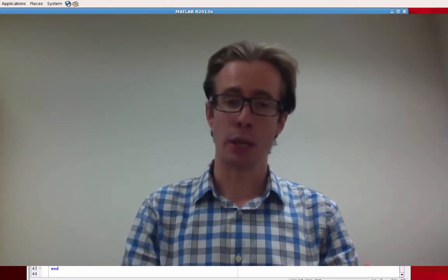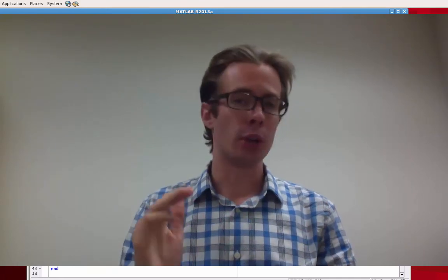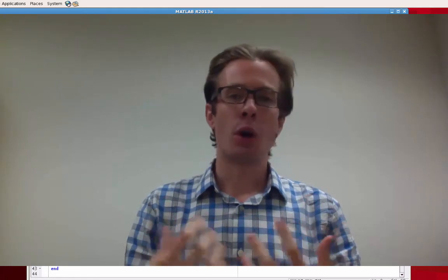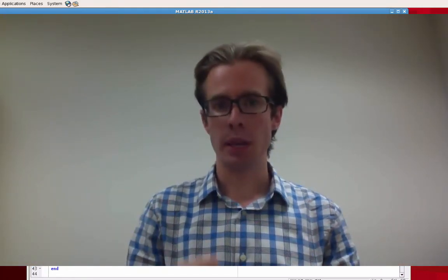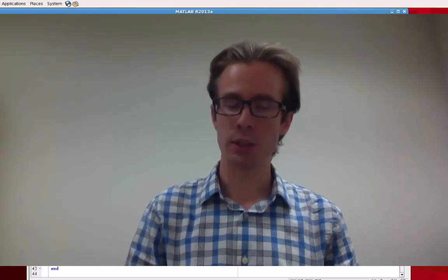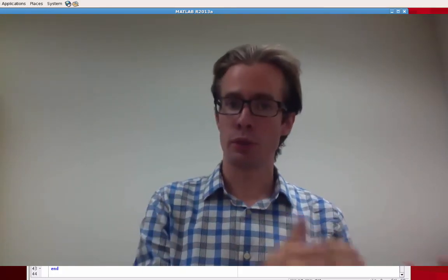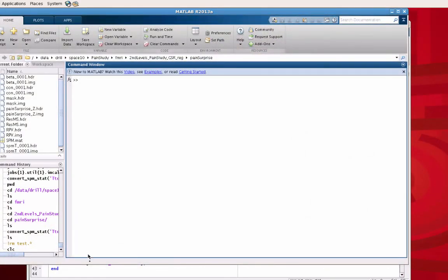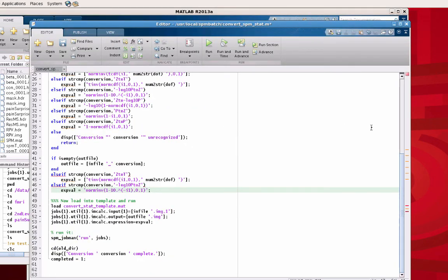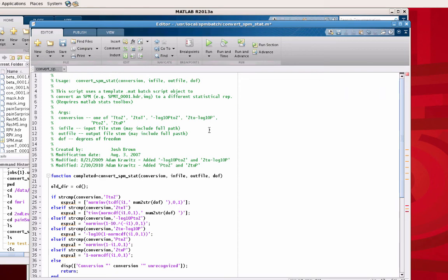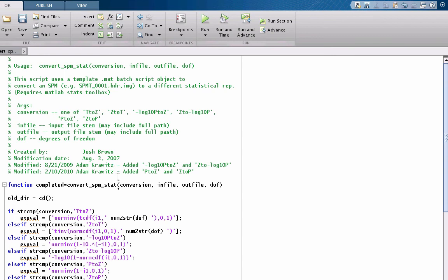There's a calculator for SPM, there's a calculator for AFNI, there's a calculator for FSL, and these things are invaluable. They allow you to do all kinds of transformations to your data and are very flexible, helping you do whatever you want with them. In this case, we'll see how we're going to use it to convert from t-statistics to z-statistics. What I have here is a script which was not written by me. This was something that was here before I got to IU, and I just want to give the credit where it's due. This was written by Josh Brown, my advisor, and also some additions by Adam Krawitz.